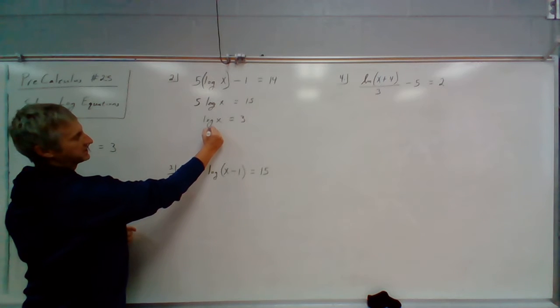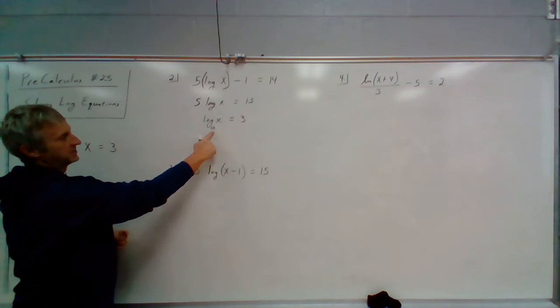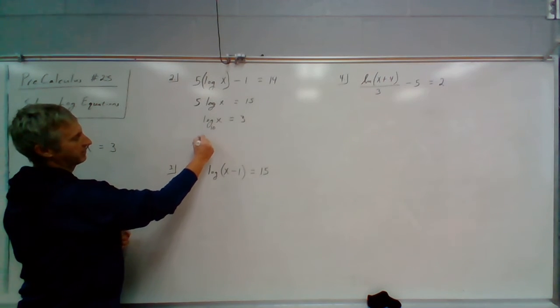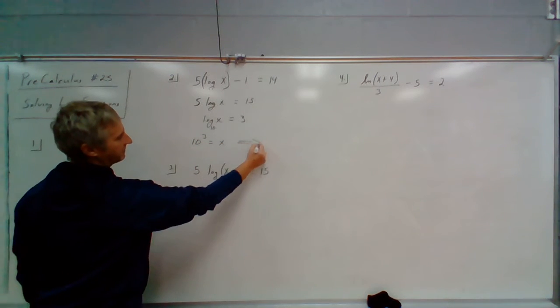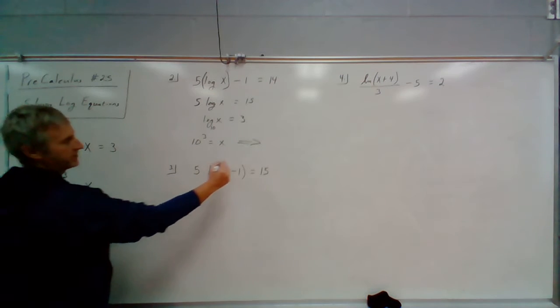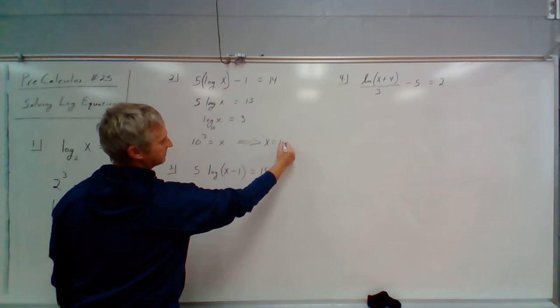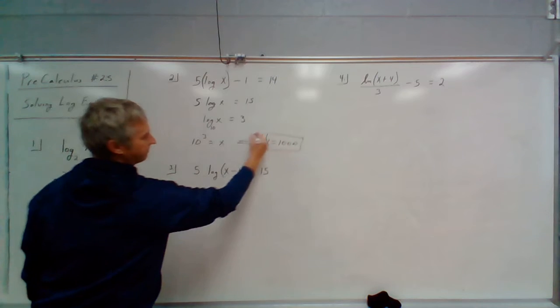So the understood base, of course, is 10. So this means 10 to the third equals x. And if you simplify that, 10 to the third is 1,000. So x equals 1,000.